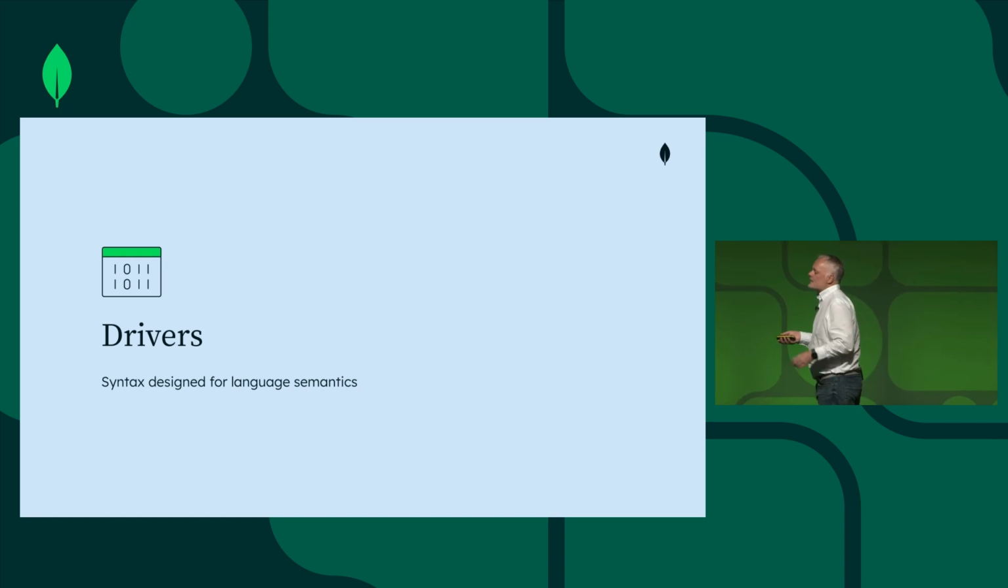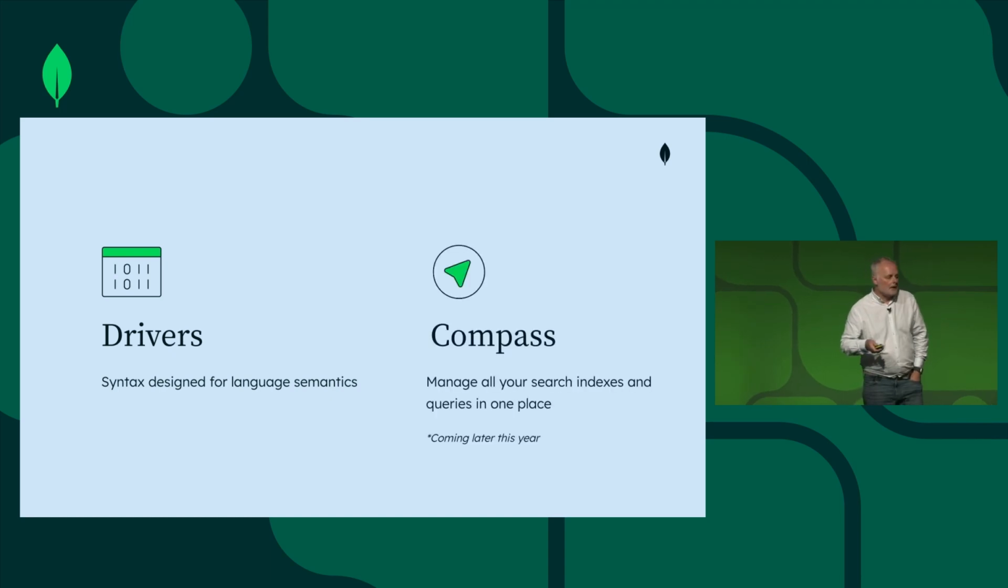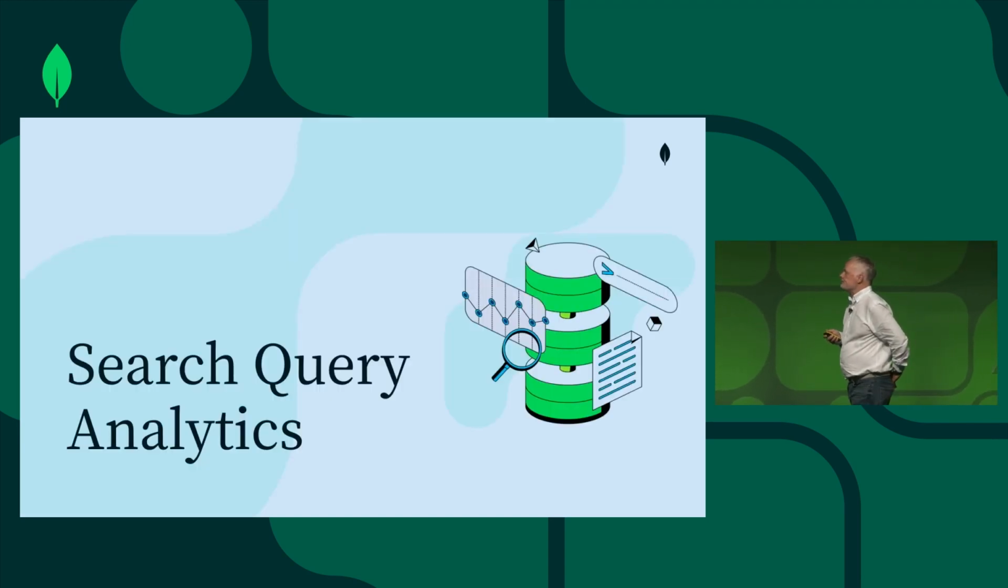Drivers, I'm not going to show you the syntax for drivers, and that's because the syntax varies with a particular language. Just like all the other features in our drivers, the API is designed to be very familiar to people that work in that programming language. So the Java API is going to be different from the C# API just because developers are used to seeing different approaches. And then, as I say, Compass is coming later this year, and that's a GUI, so there's no commands to show.